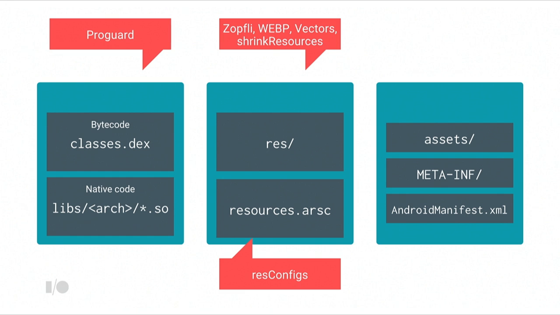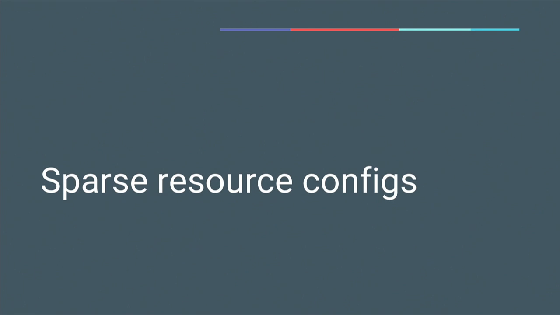But there's one very, very advanced technique that probably not many people are aware of, and that's the problem of sparse resource configs. If you notice that your resources.arsc file is bloated, it's very big, but you don't know why, it's worth trying to figure out if maybe that is your problem. Let me try to explain that. It's not very simple, so I'm not going to teach you how the resources file format works.